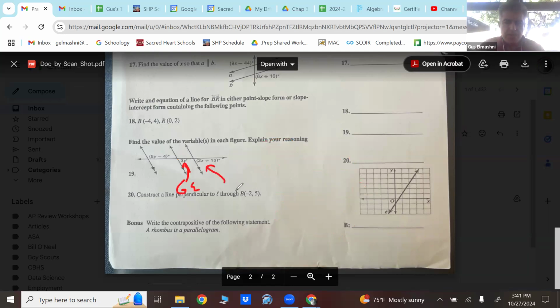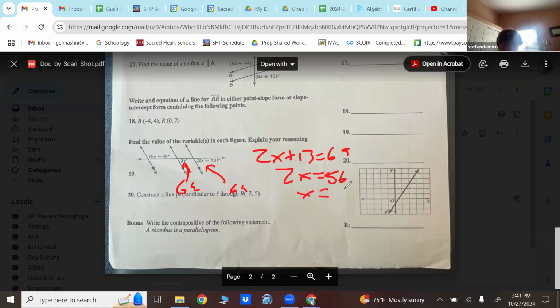So this has to be 69 because that's corresponding angles for parallel lines. I mean, the assumption is that these are parallel. Yes, they have those little arrows there. So in 2x plus 13. You have to understand the relationship first. That's very important. You have to understand the relationship between the angles, whether they're equal or add to 180, and then go through the algebra and solve. Once you have the relation, you can make the equation. The equation's not that hard. So x equals 28.